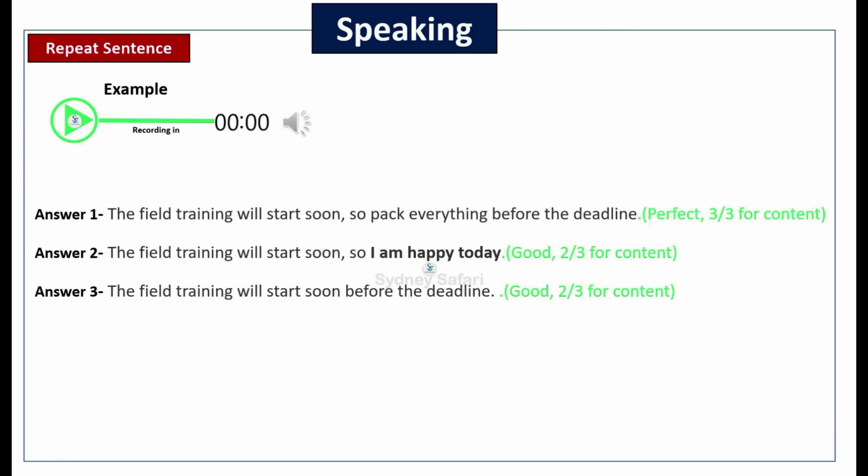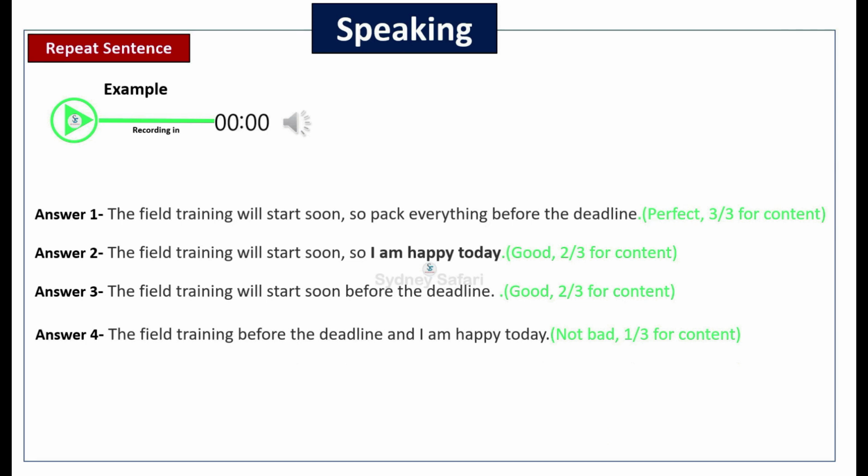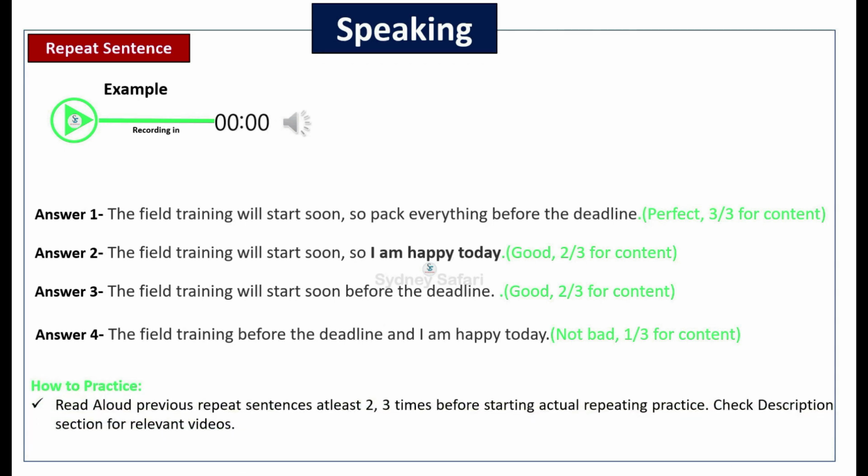One more. Let's take one more example, like the field training will start soon before the deadline. You will still get 2 out of 3, because you have covered at least 50% of the content. And in the worst case, you can still get 1 mark, like the field training before the deadline, I am happy today. The good thing is I maintained the fluency and also repeated at least 50% of the words. So you can get 2 out of 3.